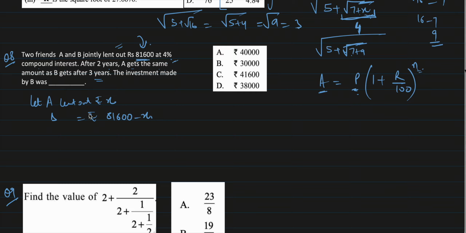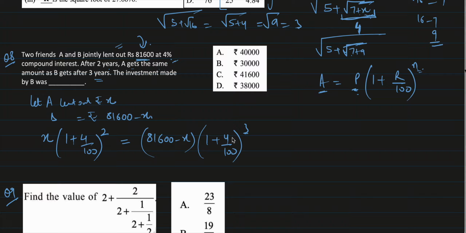So amount for A will be how much? So A has given out how much? x. 1 plus 4 by 100 to the power 2 years, and B is 81600 minus x, and that's 1 plus 4 by 100 to the power of 3. Now here on both the sides there is something, powers 2 and 3. So can I cancel this out and I'm left with only 1 plus 4 by 100. Okay, so I'm left with x equals 81600 minus x, times 1 plus 4 by 100.